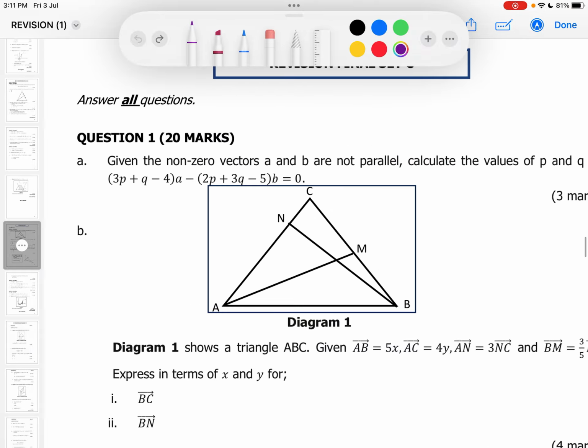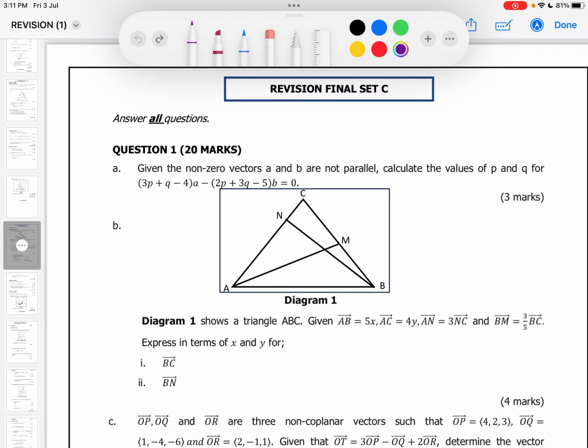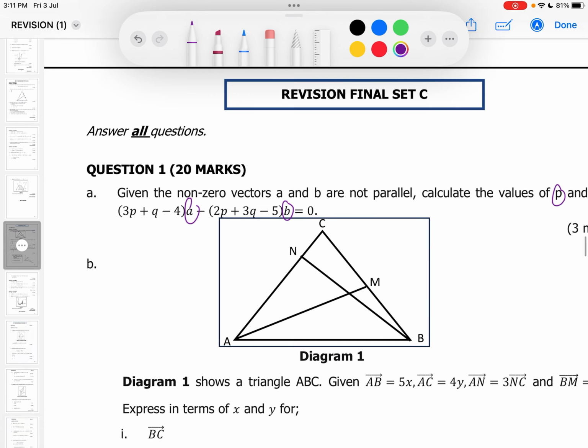Okay, so let's do the first one. Given the non-zero vectors A and B are not parallel, calculate the values P and Q. So let's follow the technique from the last video, which is to equate these to 0. 3p plus q minus 4 equals 0. And then let's make q the subject because we're going to do substitution in this case. Making q the subject is way easier because I don't have to divide by anything. So it's going to be 4 minus 3p.